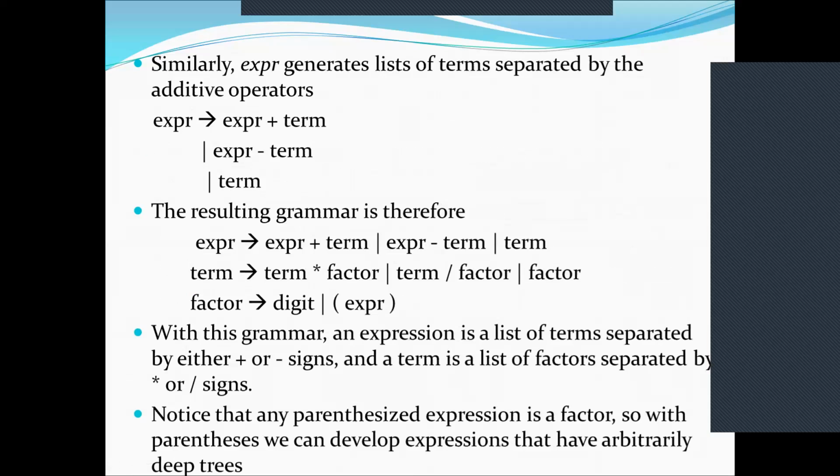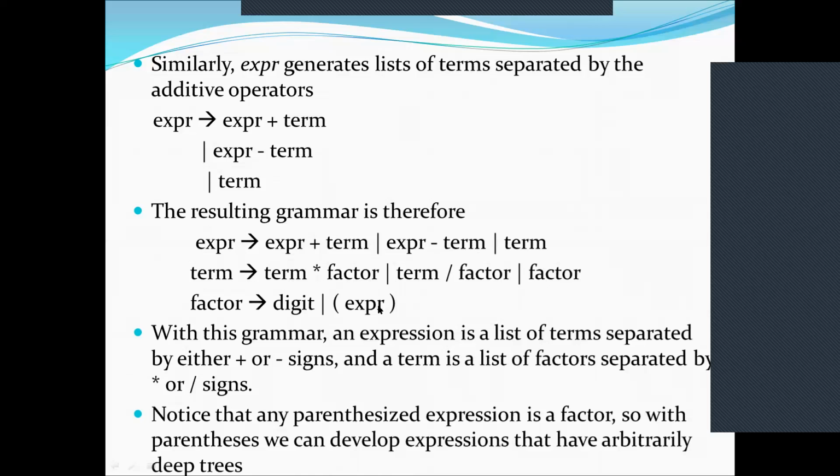So what will be the resulting grammar then? The resulting grammar will be expression can be either expression plus term, the first one, or expression minus term, the second one, or simply term. And considering the highest precedence operators, term can be term cross factor, or term slash factor or simply factor. And what is a factor? Factor is nothing but either a digit or it can be an expression.